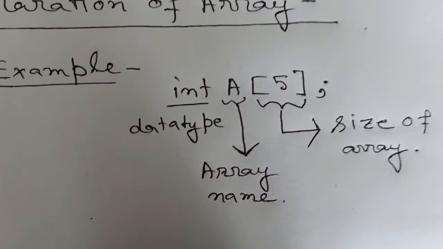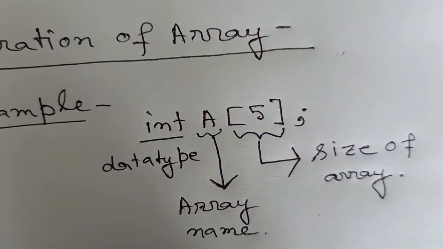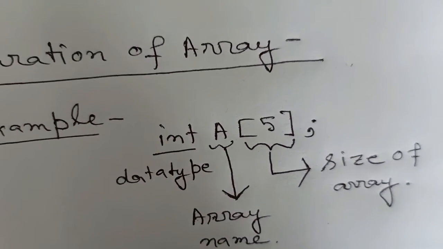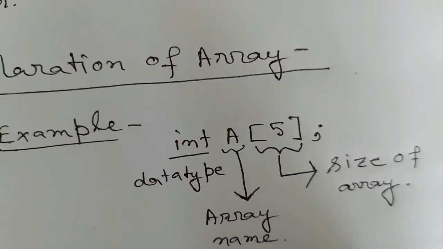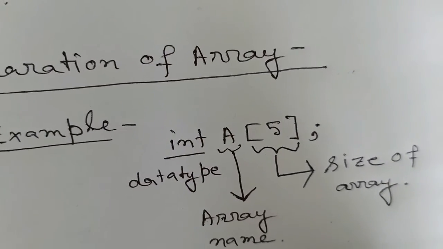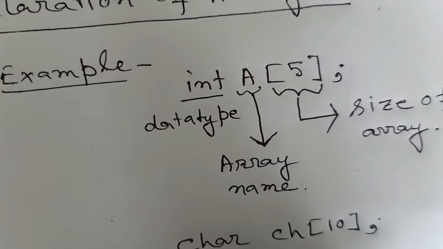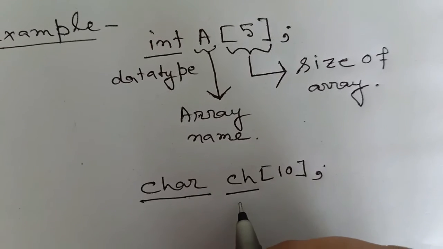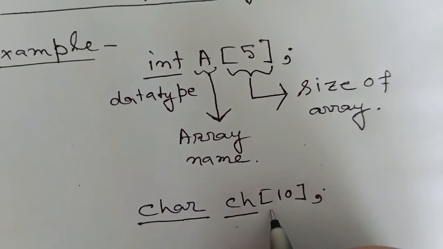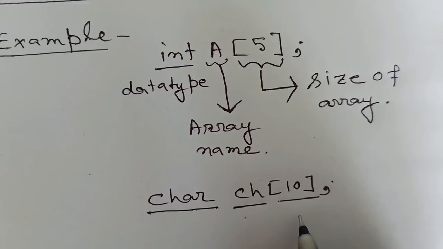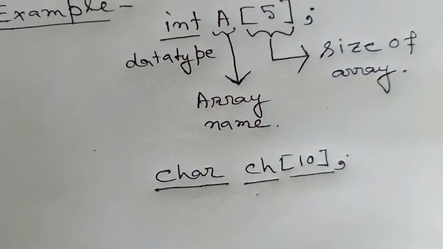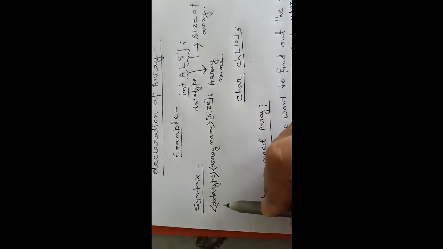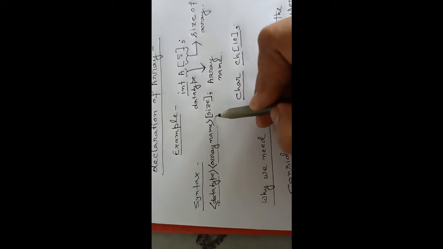Similarly, if we write char ch[10], char is the data type, character data type, ch is the character array name, and 10 is the size of this character array. So the syntax to declare an array is: first write the data type, then the array name, then the size.